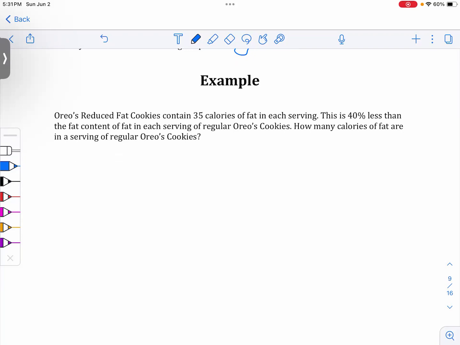So Oreos reduced fat cookies contain 35 calories of fat in each serving. This is 40% less than the fat content of fat in each serving of regular Oreos cookies. How many calories of fat are in a serving of regular Oreos cookies? So here's the big thing. Percents are always kind of tricky. 40% less. All right. That actually means 60% of the original.